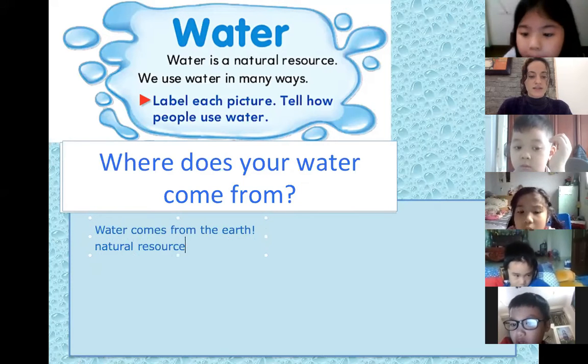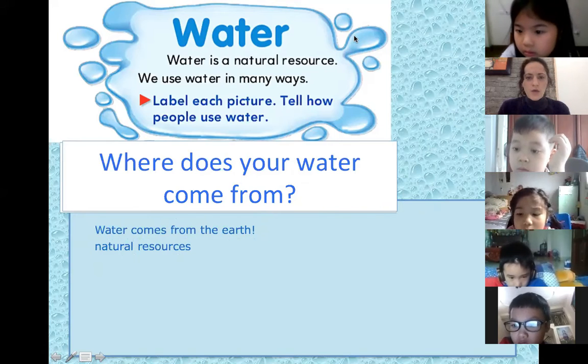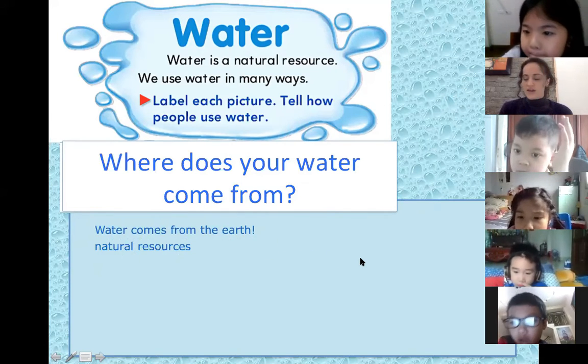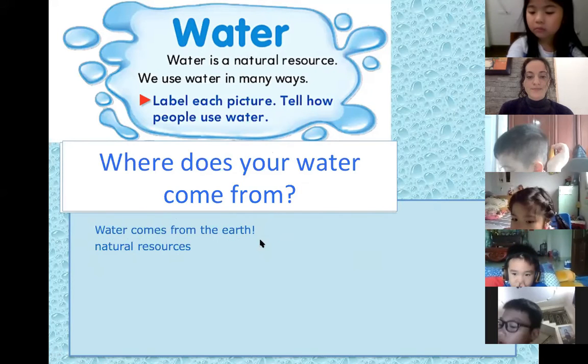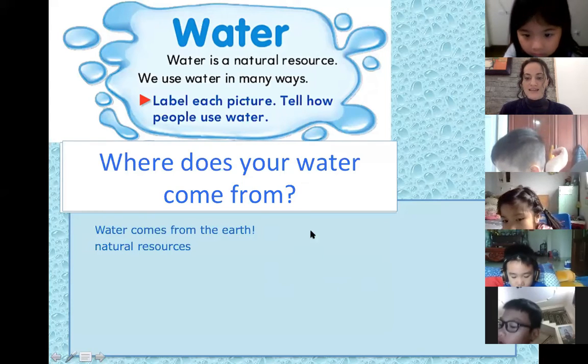Natural resources. Where on the earth? We can't drink water from the ocean, right? Who has a good guess about where on the earth? The lakes and rivers. Very good. Lakes and rivers. And there's actually one more place it comes from.